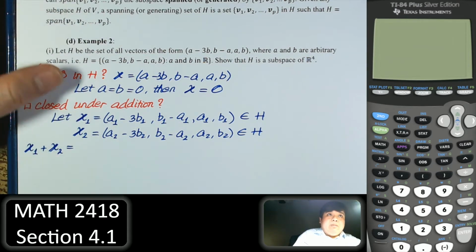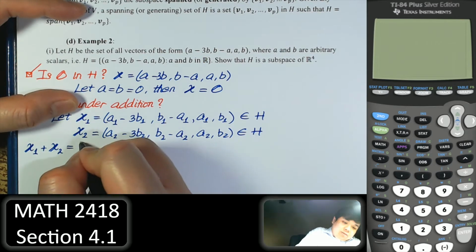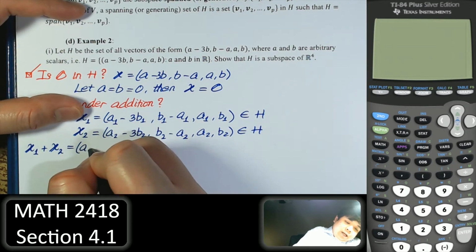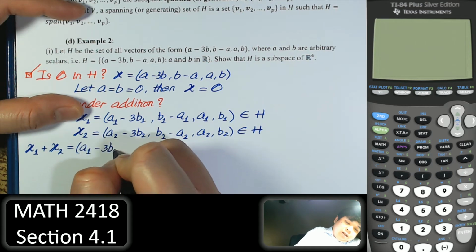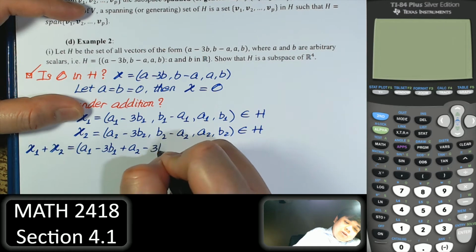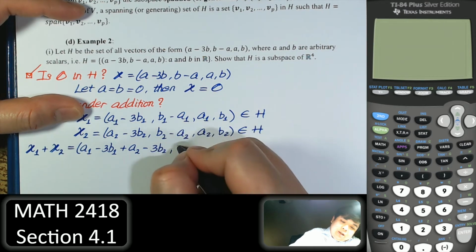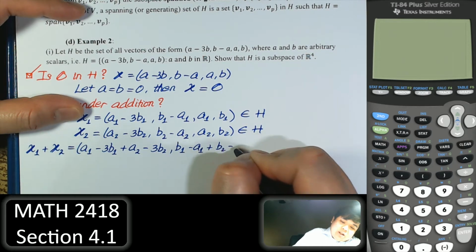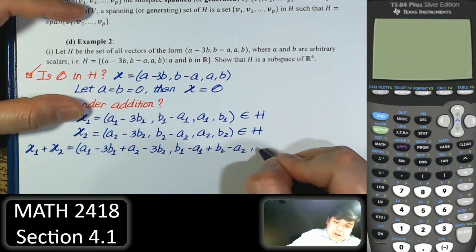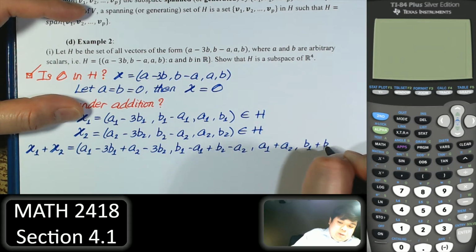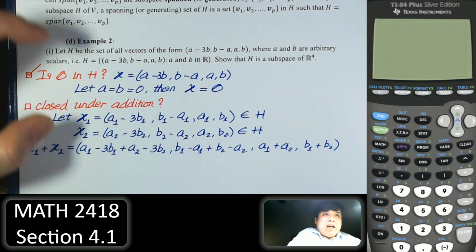We just combine them, right? It's easy. We combine them all across. So a1 minus 3b1 plus a2 minus 3b2, b1 minus a1 plus b2 minus a2, a1 plus a2, b1 plus b2. Right, I just add them.